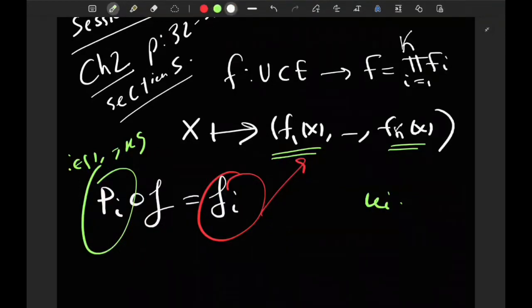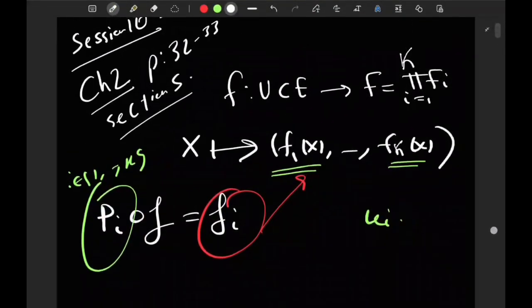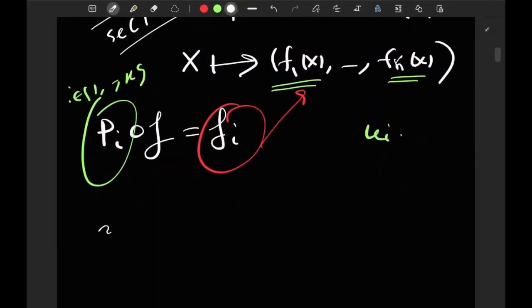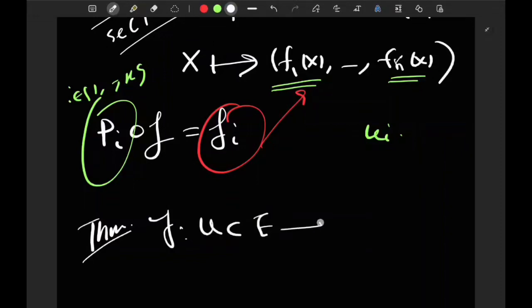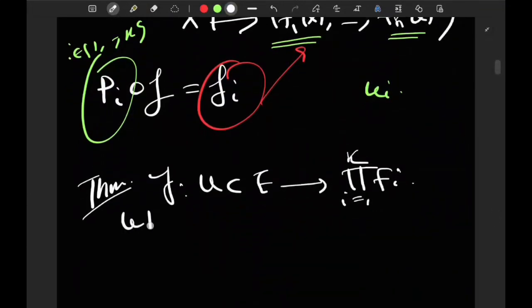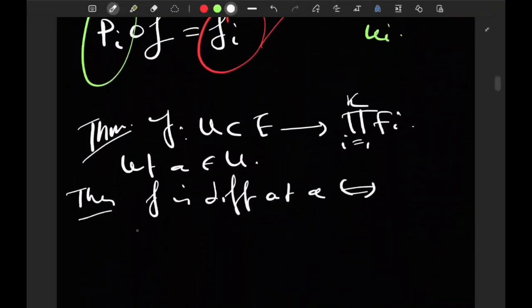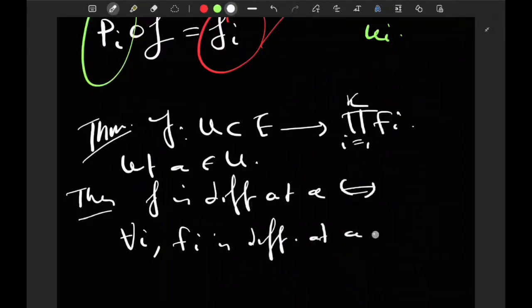I wanted to mention something which I think I didn't go much into last time, which is the intuition of what we're doing here. The theorem we were proving last time before the session ended was that if you have a function f from some U inside E into a product of non-vector spaces, and a point A belonging to U, then f is differentiable at A if and only if each of its component functions is differentiable at A.